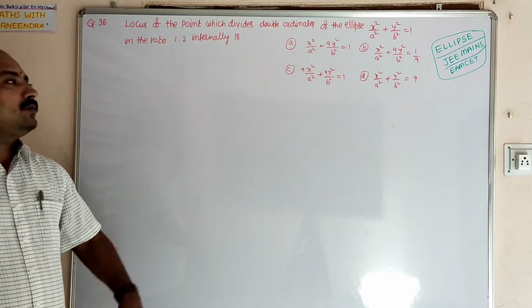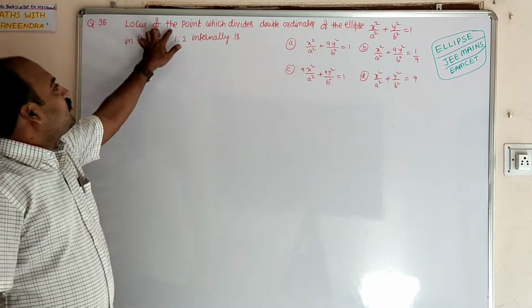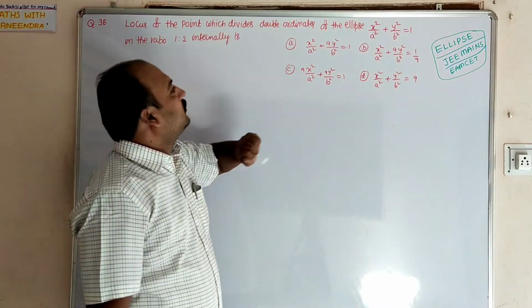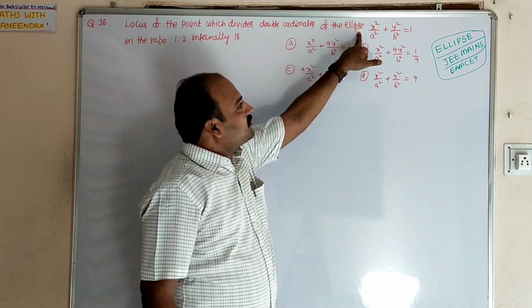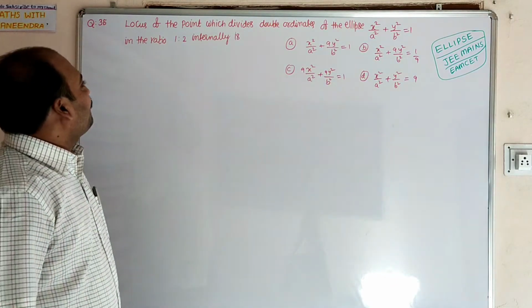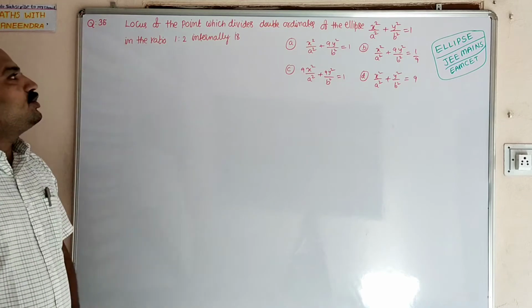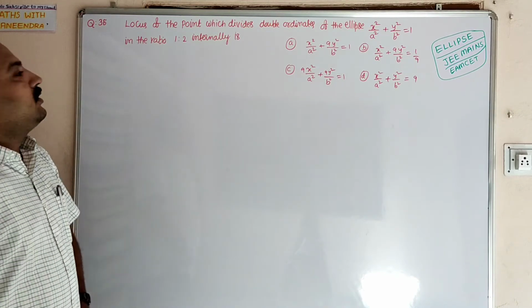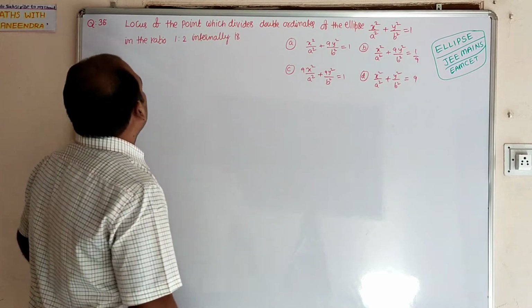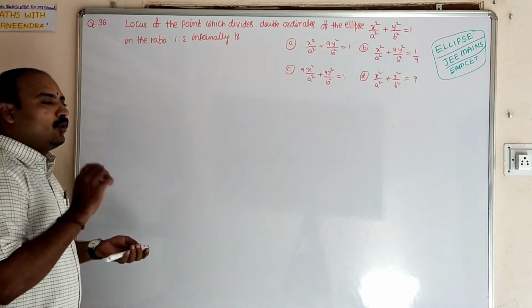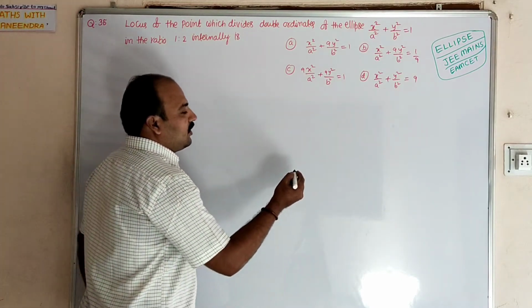The next question. Locus of the point which divides double ordinate of the ellipse x square by a square plus y square by b square equal to 1 in the ratio 1:2 internally. See here, the locus of the point which divides double ordinate. So figure you have to draw that. According to the figure you will get it.